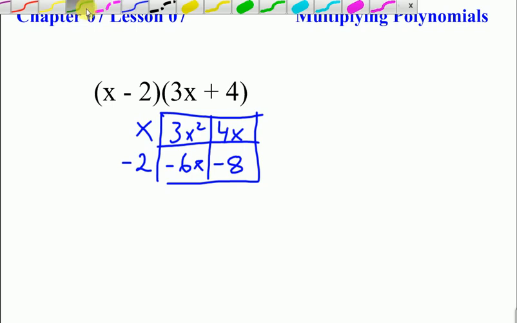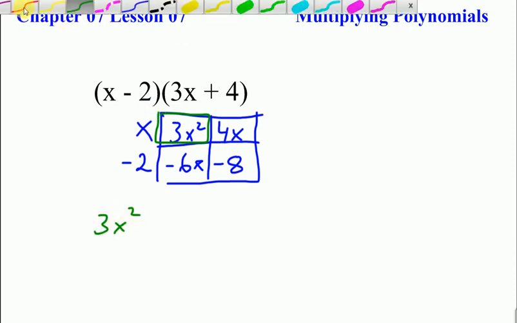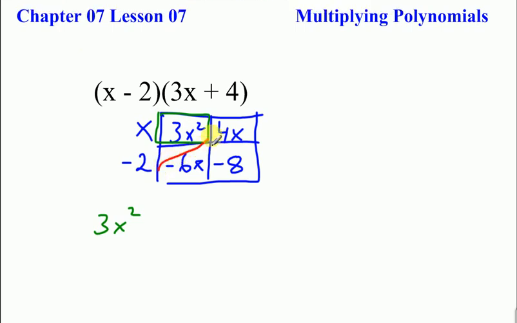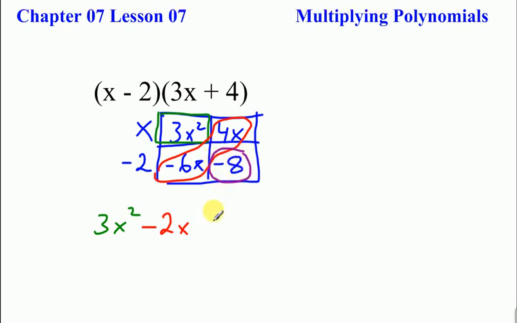Alright, now we combine like terms. Top left is always going to be by itself, our greatest term, so that goes first. 3x squared. Then diagonally we have -6x and positive 4x. Combine those two, we get -2x. And then bottom right is always going to be our smallest term as far as exponents go, so -8. Top left is by itself, bottom right is by itself. Alright, so that's two binomials.